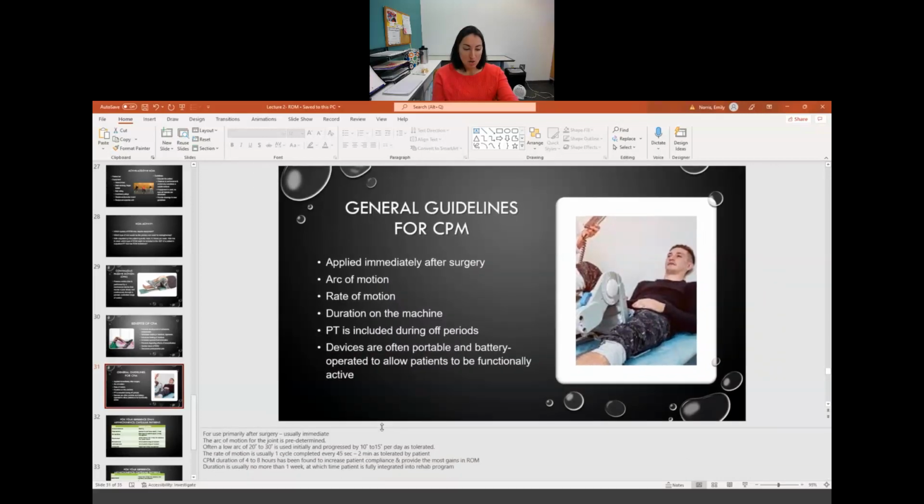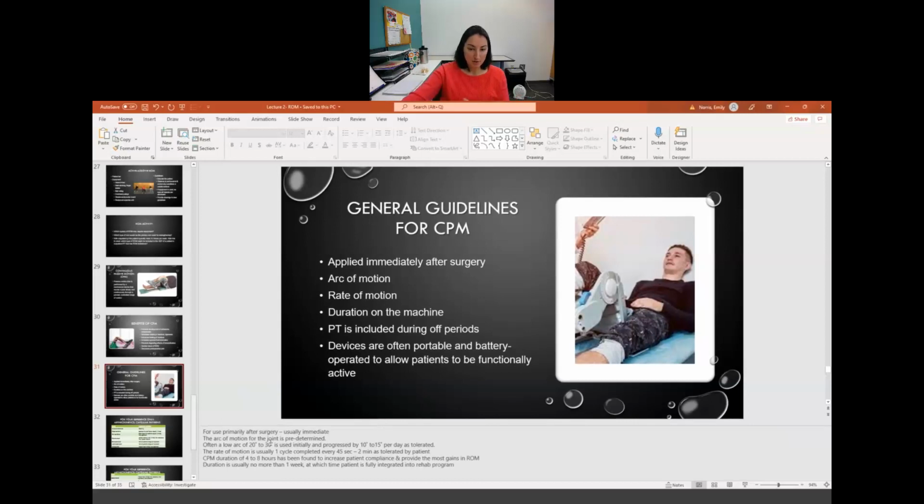Arc of motion is predetermined, typically 20 to 30 degrees, and then you progress them by 10 to 15 degrees per day as tolerated. That will be written in the notes, so do not progress on your own. I'll make sure that it's okay by the surgeon to progress. The rate of motion is typically 1 cycle every 45 seconds to 2 minutes. So no faster than 45 seconds, no slower than 2 minutes, so that it's continuously moving through a slow rate.